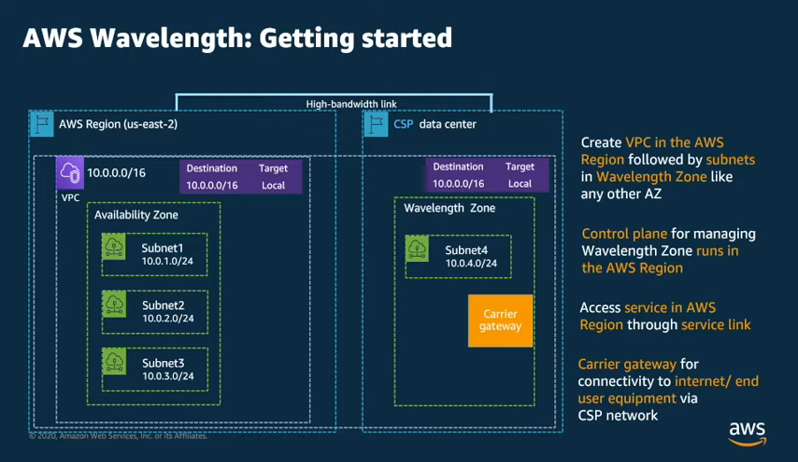And then there are a few other things that you should keep in mind when you think about Wavelength. First, the control plane for managing the Wavelength zone runs in its parent AWS region. Second, like I mentioned in the previous slide, if you want to access services in the region, you do it over that high bandwidth, secure service link that we talked about in the previous slides. And third, you must have noticed a new construct there in the orange box, the carrier gateway. That is essentially the gateway that enables resources in the Wavelength zones to communicate with devices on the telecommunication network. So it is a gateway to the telco network and to the internet.